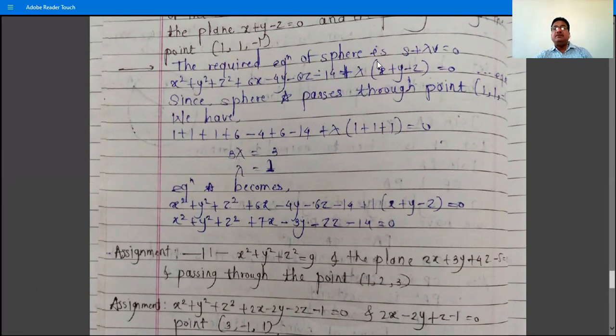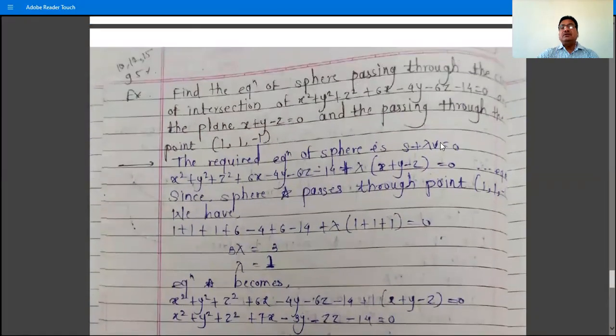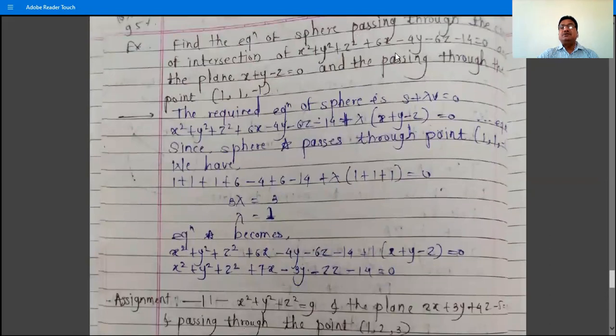So substitute this value of lambda in star. We have the equation x square plus y square plus z square plus 6x minus 4y minus 6z minus 14, plus lambda, whose value is 1, times the bracket x plus y minus z, is equal to 0. After multiplying by 1 in the bracket and adding and subtracting, we have the answer. 6x plus x is 7x, then minus 4y plus y is minus 3y, and minus 6z minus z becomes minus 7z, minus 7z minus 14 is equal to 0. So this is the equation of the sphere passing through the circle of intersection of this sphere and plane.